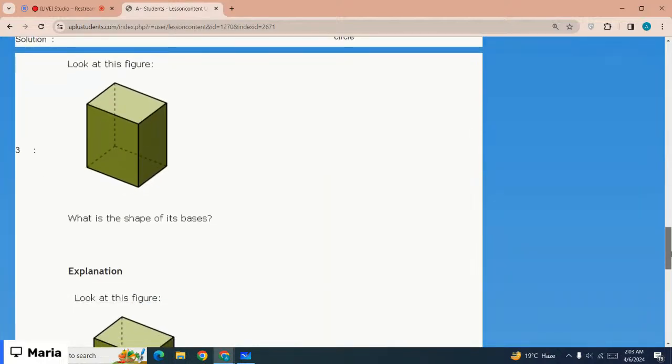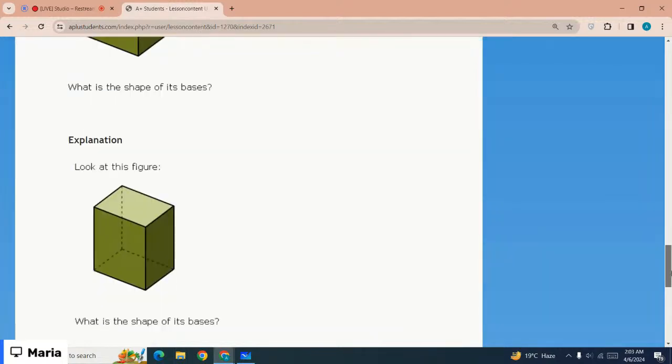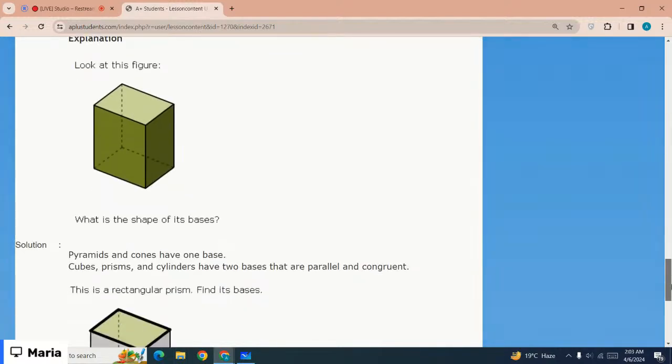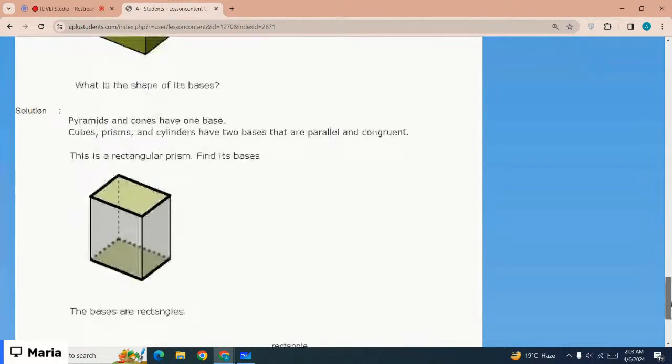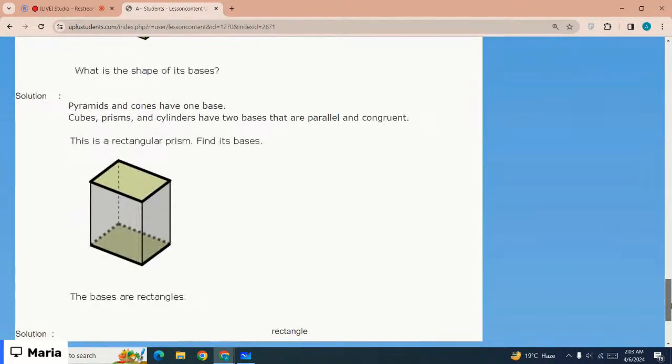Okay, look at this figure. What is the shape of its base? Which is the correct option? That is a rectangular prism, right? And cubes, prisms, and cylinders have two bases that are parallel and congruent, right? So that means the bases are rectangles.